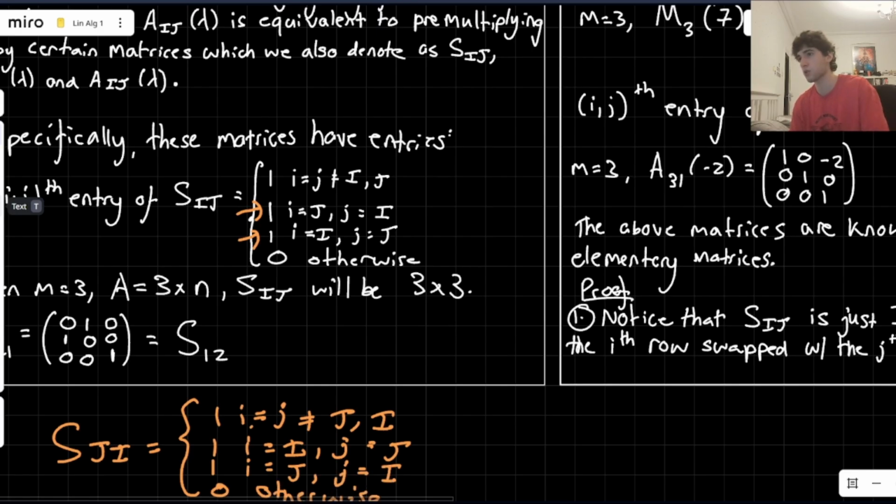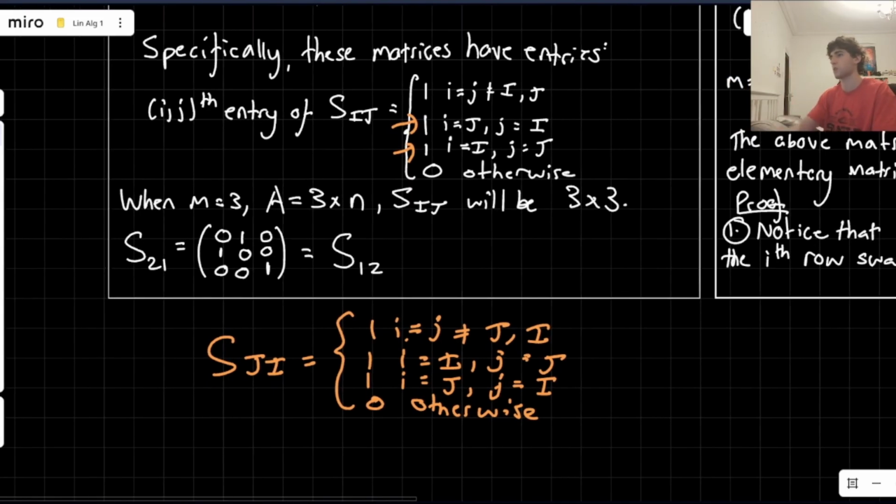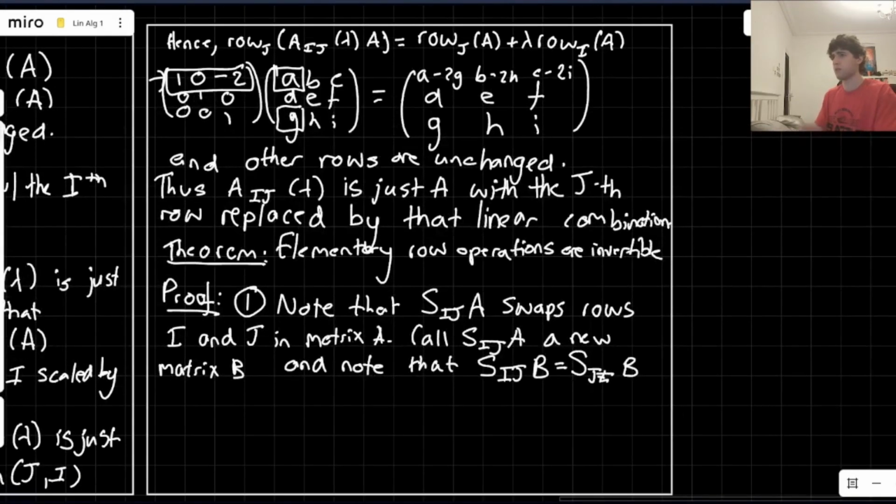By construction, and you can also intuit it, obviously you're doing the same thing, so there's no need for any other matrix. You're swapping the first and second row in both cases. Swapping the first and second row is the same as swapping the second and first row. So first of all, we know that those two things are the same. And what does it actually do? Well, we've shown from the previous discussion that it swaps rows I and J in matrix capital B.